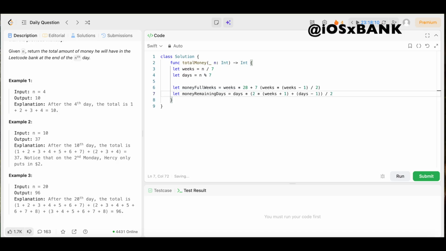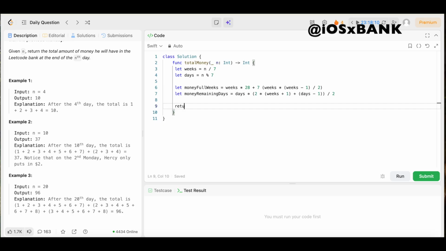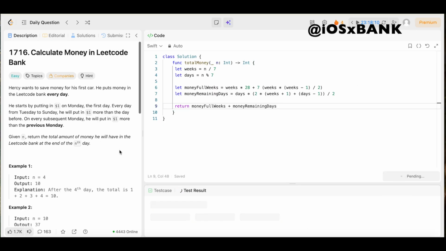Boom. And then we need the total money saved after n days by coming right here, and we could just return money full weeks plus money remaining days. Boom, y'all. And that should be all she wrote. Let's give it a run. Make sure it runs properly before we submit it.